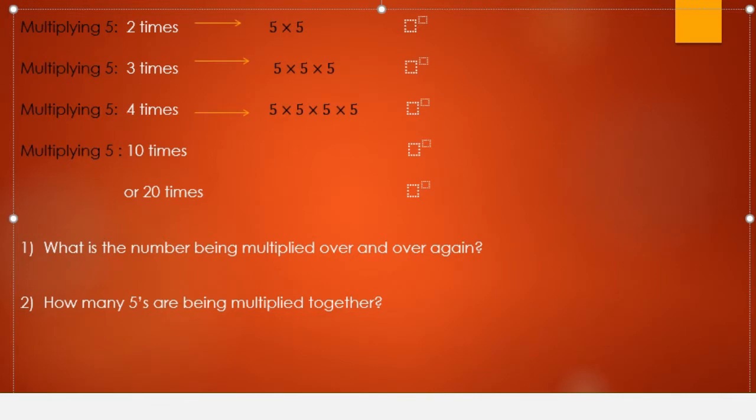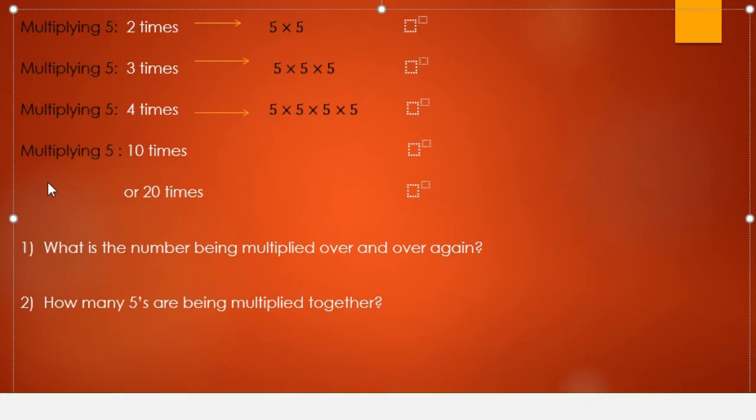If I am asking you to multiply 5 by itself 2 times, you write 5 times 5 and you compute the answer. If I'm asking you to multiply 5 by itself 3 times, you write 5 times 5 times 5. If I'm asking you to multiply 5 by itself 4 times, you write 5 times 5 times 5 times 5.